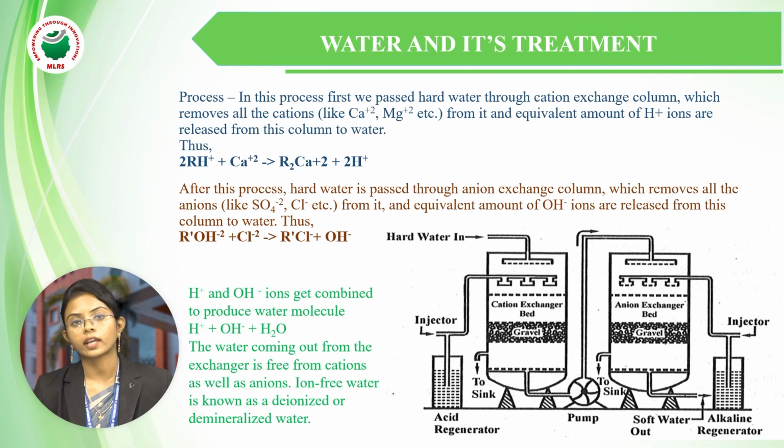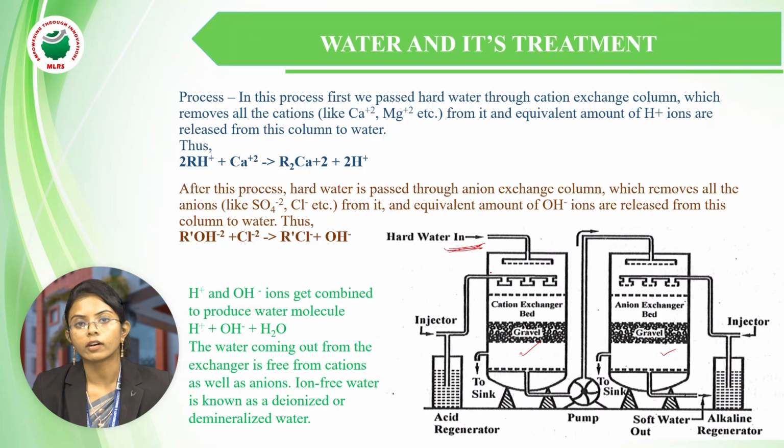So how will the ion exchange process take place? Coming to the process, as you can see in the diagram below, we are going to have one inlet. Two chambers are present. One is the cation exchanger and the other one is the anion exchanger. These two chambers are connected to one inlet, and through this inlet we are going to pass the hard water.